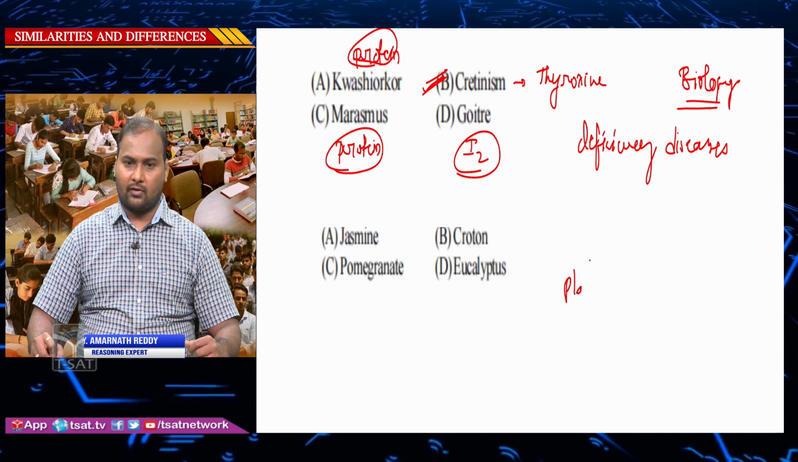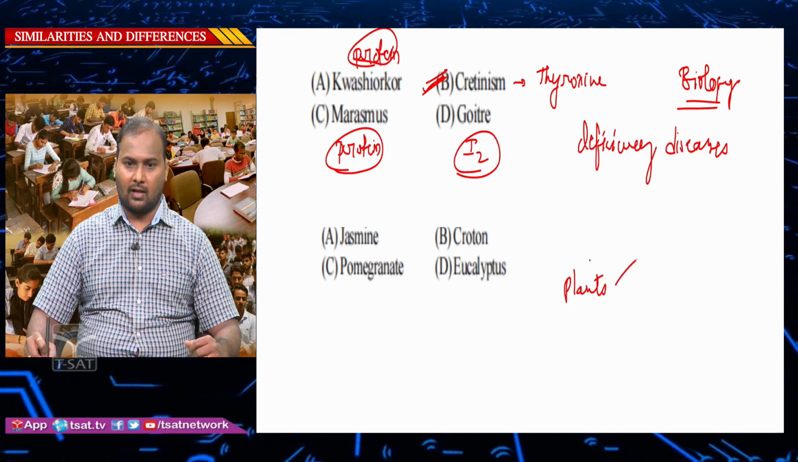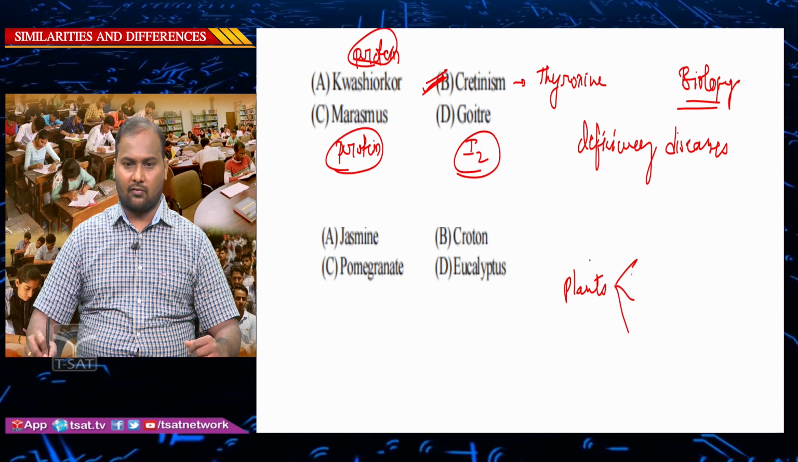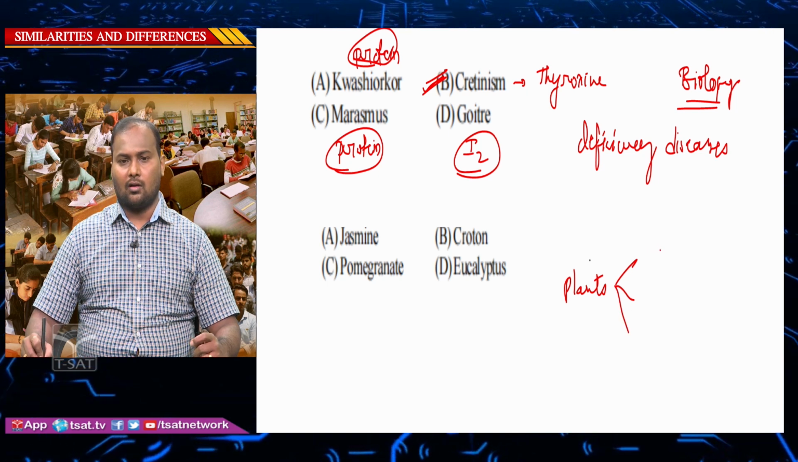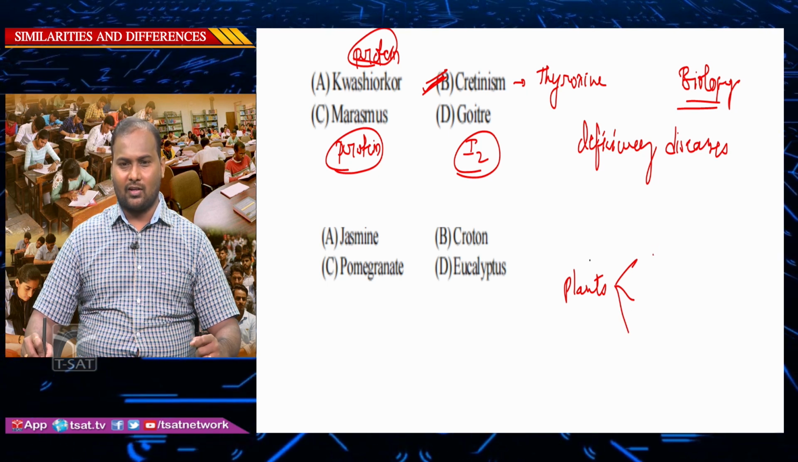If you see the classification of plants, generally there are three types of classification. Yes or no? The first one is those which are very small.